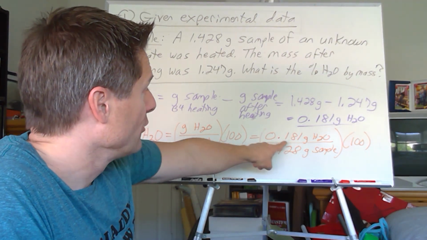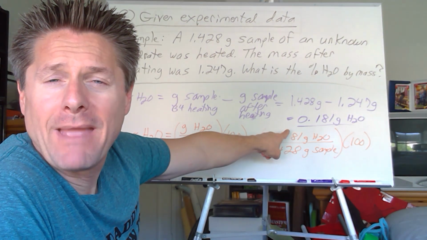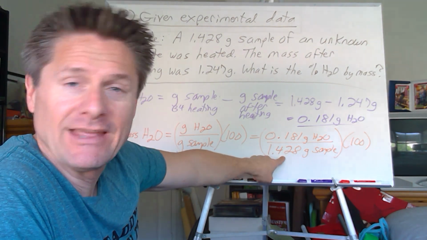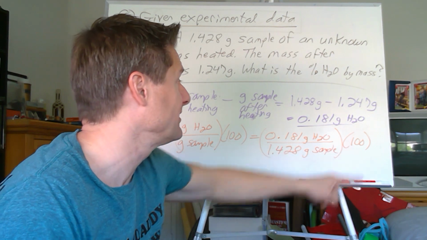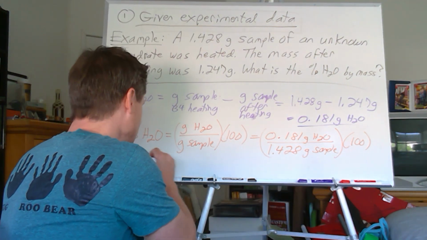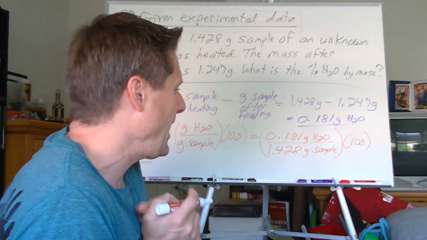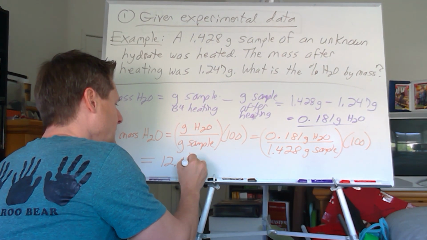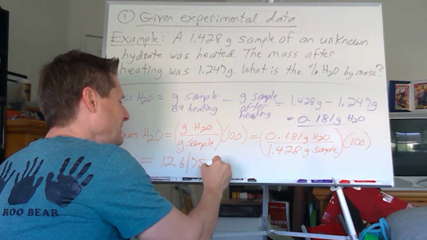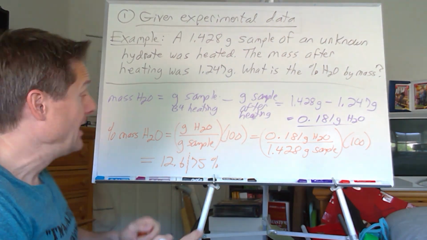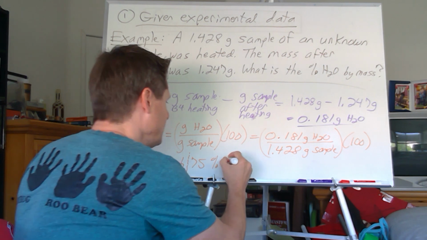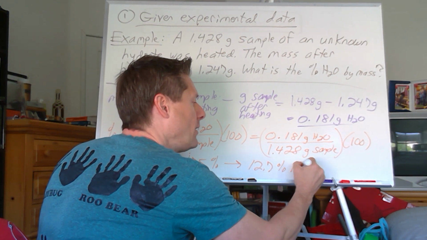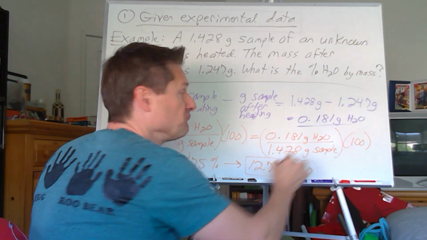So part over whole. So it looks like we got 3 significant digits in our mass of water, because that leading 0 doesn't count, right? And we got 4 significant digits in our original sample mass, and that 100 is exact. So we're good to 3 significant digits. So pop that out. I get 12.675. Good to 3 significant digits. 12.675%. That's closer to 12.7 than 12.6, right? So 12.7% water by mass. Right?